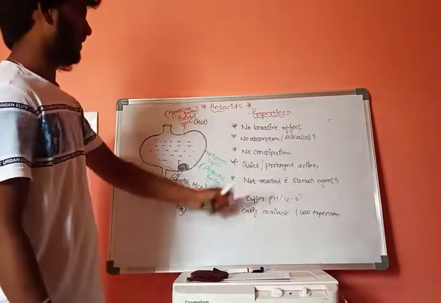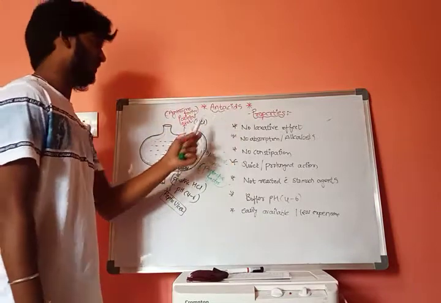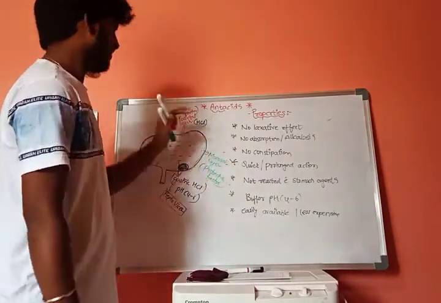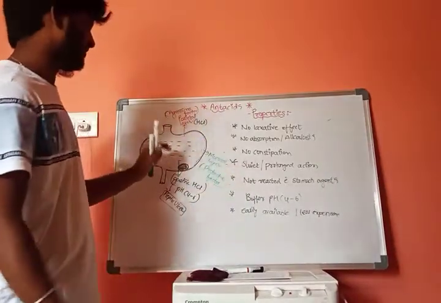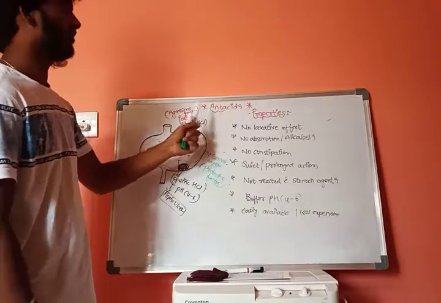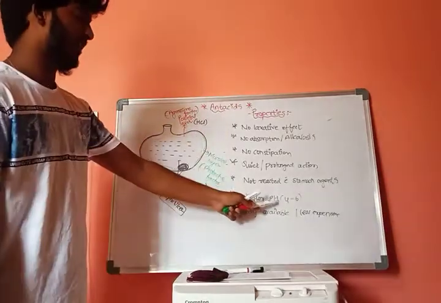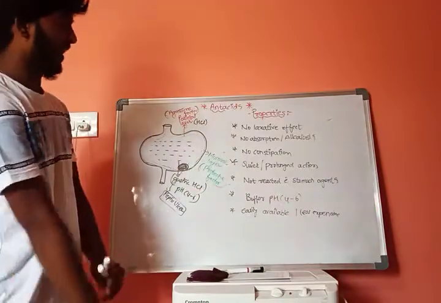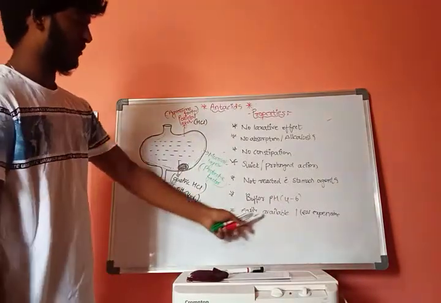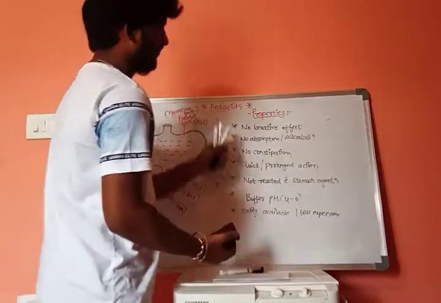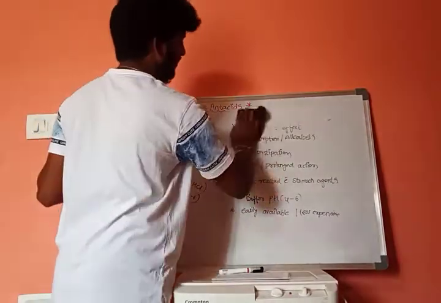And the next one is whenever these antacids are given into the stomach, it should not react with the stomach agents like HCl. And next one is this antacid should act as a buffer solution and should help in maintaining pH between the normal range, that is 4 to 6. And next property is it should be easily available. These are some important properties of antacids.